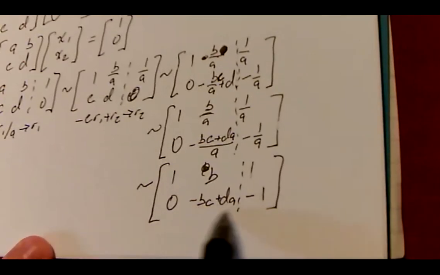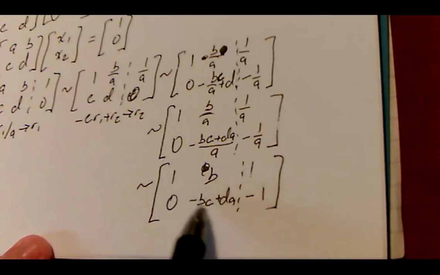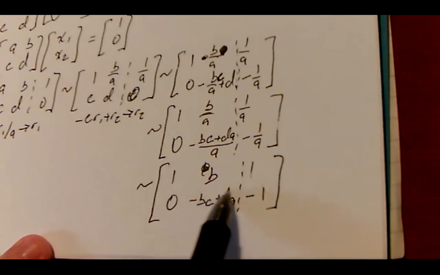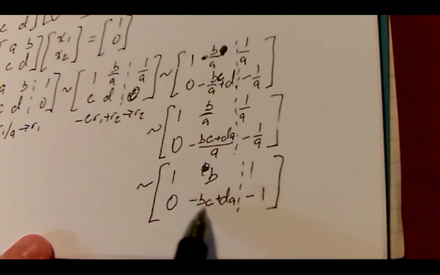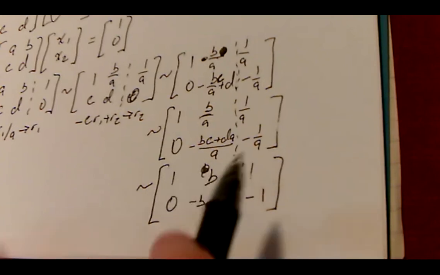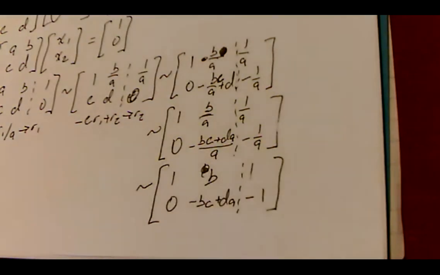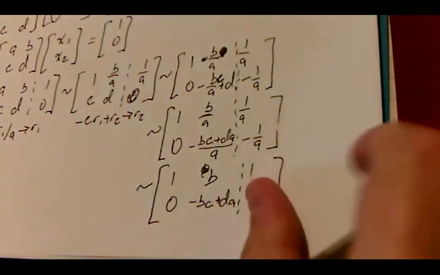What I want you to notice is this negative BC plus DA. Okay, when I go to get a 1 in this position, because that would be my next step, I would wind up dividing by this quantity, negative BC plus DA. Okay, so there's a nice simple formula for a 2 by 2 matrix. Okay, for a 2 by 2 matrix, to find its inverse, we do the following. Okay, and this is theorem 4 in this section.